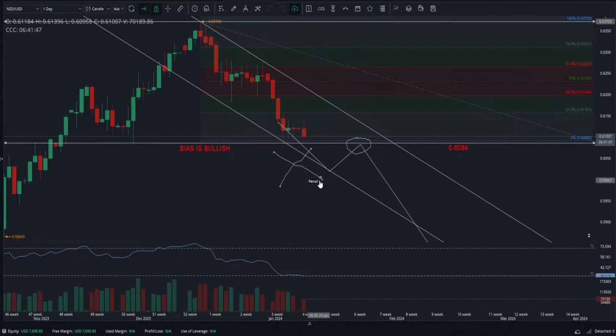Okay, New Zealand dollar. I think on Friday we discussed that New Zealand dollar is still bullish.